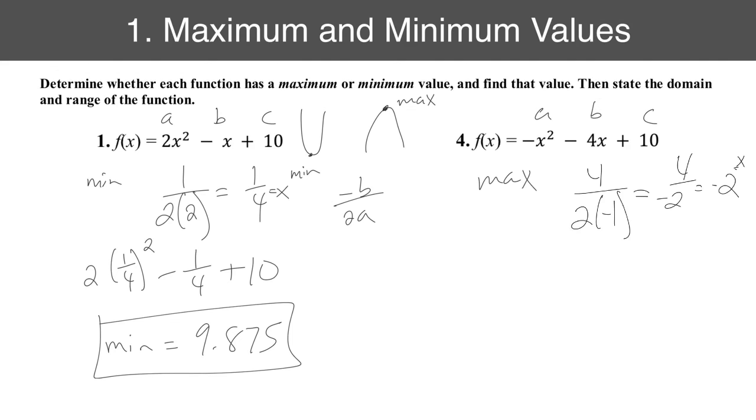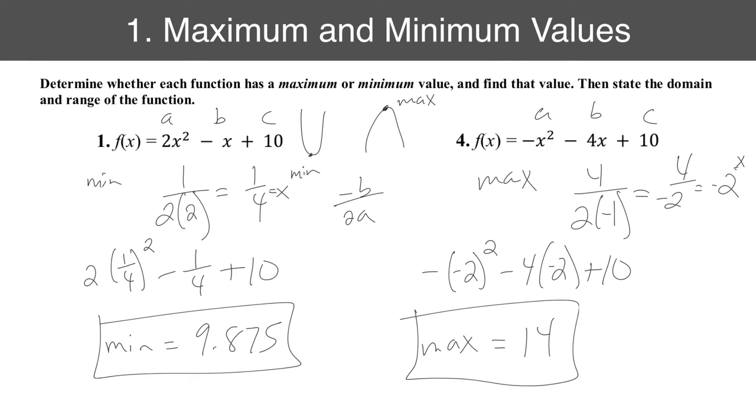Then we plug that back in to get our final max. So it'll be negative, parentheses -2, squared, minus 4 times -2 plus 10. All right, so we plug all that in and work it out to figure out what the max is. After we work that out, we come out with 14. So our maximum would be 14. That's the highest point that this quadratic will go to.